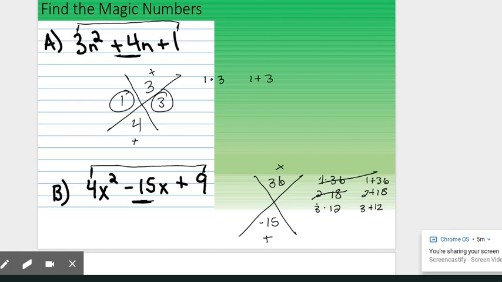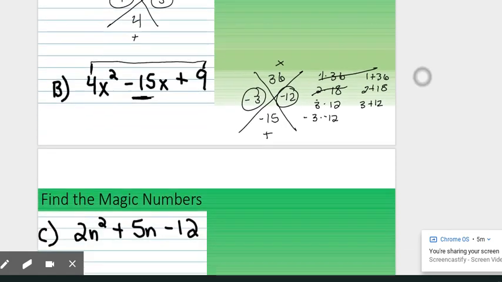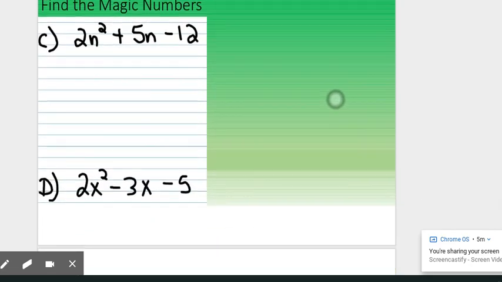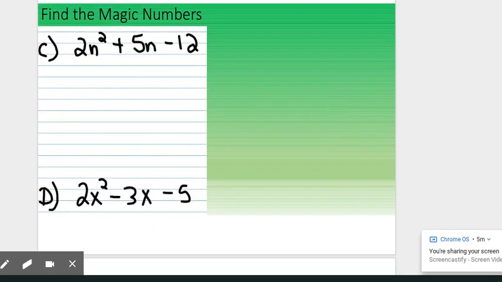So the thing I have to remember is I can do negative times a negative. And that's what it ends up being. Negative 3 and negative 12 are our two magic numbers. All right, let's go ahead and look at these two.